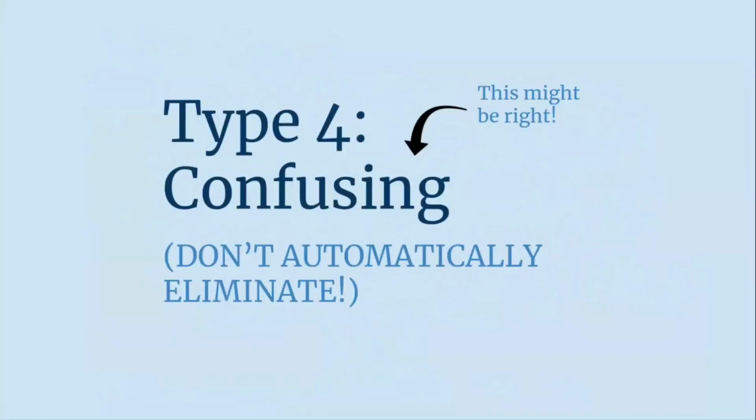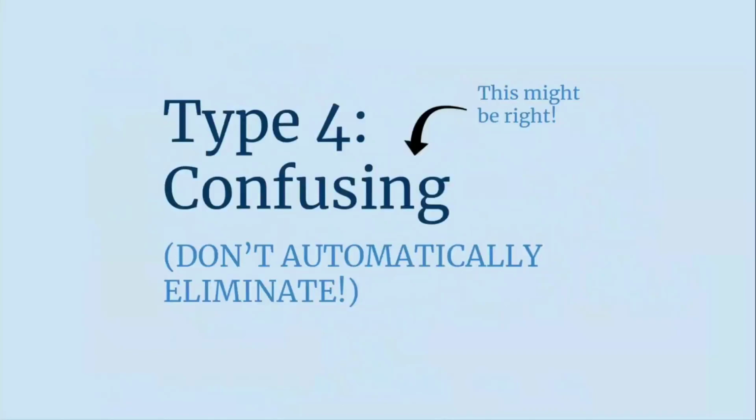Our final type of answer choice is one that's just confusing. It might contain a big word that you don't know the meaning of, or relate to a concept that you don't understand. Some students will automatically eliminate this choice because if they don't understand it, then it can't possibly be right. Others automatically choose this one because it sounds intelligent. However, none of these approaches are necessarily correct.